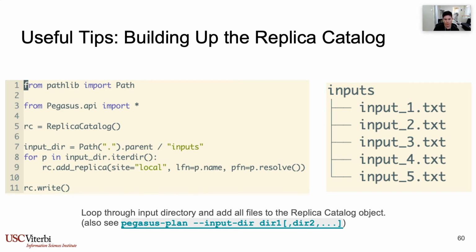Another way that you can do this, and this is a convenience thing that was added before Pegasus 5.0, is that Pegasus plan has this --input-dir flag, and you can give it one or more directories for which it will basically do the same thing. It will go through these directories and, based on some properties that you set, look for certain files and add them to an input Replica Catalog.